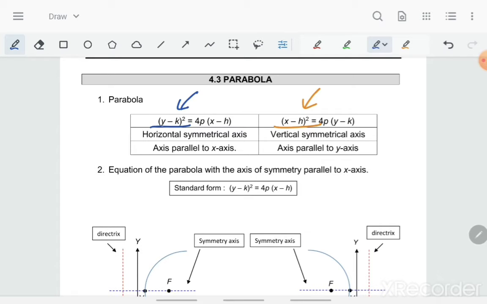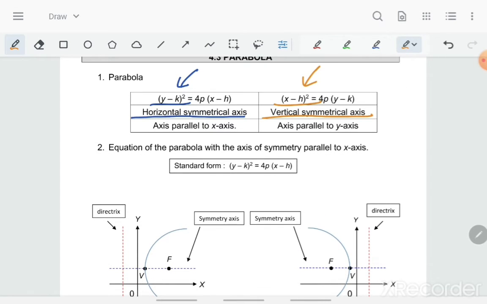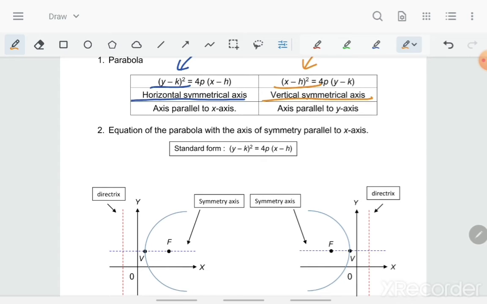If that is y squared, that means a horizontal axis of symmetry exists. If it is x squared, we call that a vertical axis of symmetry. What is the axis of symmetry? The axis of symmetry is the line which divides this parabola into two equal parts, what we call symmetry, with equivalent distance.